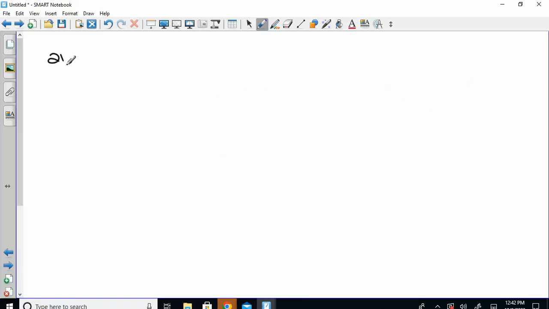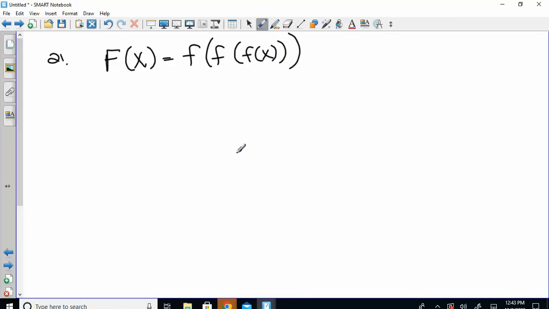21. Right, so it tells us f of x is f of f of f of x. And we want to find f prime of 1.